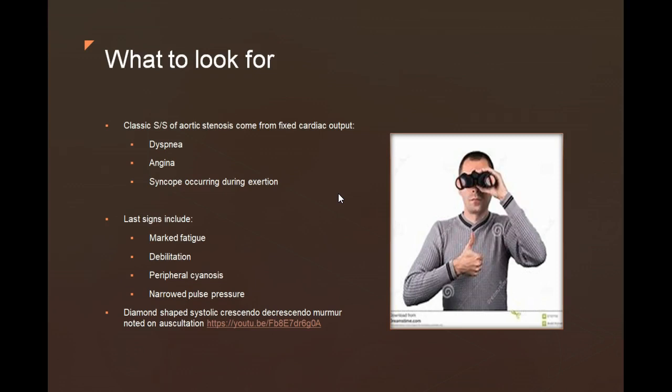Last signs can also include increased fatigue or marked fatigue, debilitation. You'll have peripheral cyanosis, and you'll have that narrowed pulse pressure. You can go on, there's a link that Professor Garcia has included. You'll have a diamond-shaped systolic crescendo and decrescendo murmur. Take a minute if you want just to listen to that and see if you can tell a difference.